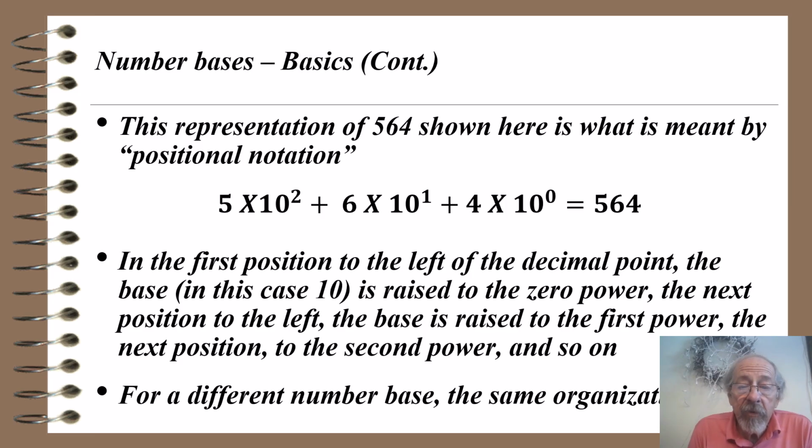If I had, say, 1,564, that would include, to the left of this number, 1 times 10 raised to the third power. And again, say we had 10,564, we'd have 1 times 10 raised to the fourth power, and so forth. So this is how positional number systems work. For a different number base, the same organization holds. Back in elementary school, you might have heard a teacher tell you something like, we're going to add things in the ones column, we're going to add things in the tens column, we're going to add things in the hundreds column. That's kind of how you learn about decimal arithmetic.